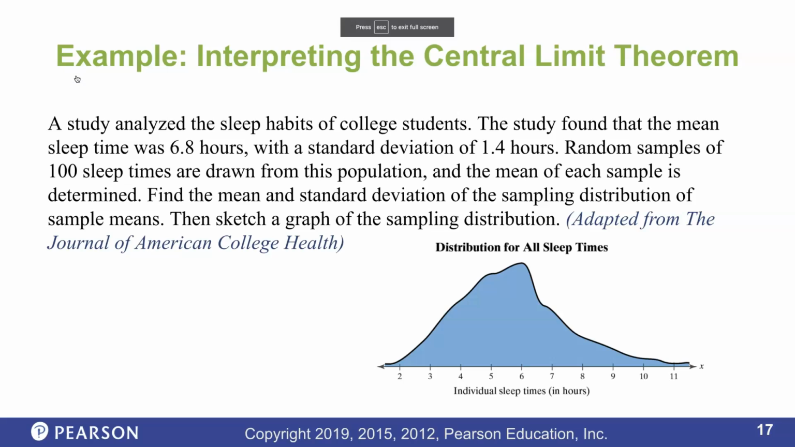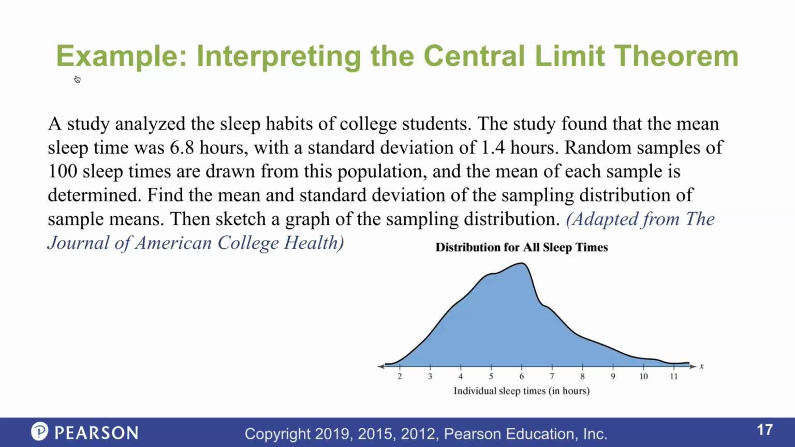Okay, example. Interpreting the central limit theorem. A study analyzed the sleep habits of college students. Do you guys sleep? I don't think many college students really sleep. The study found that the mean sleep time was 6.8 hours. I mean, for me, that sounds high. I thought some people sleep only 4 hours, 3 hours. But that is the average. Okay, noted. With the standard deviation of 1.4 hours. Another number noted. Now, what they gave us is the mu and the sigma.